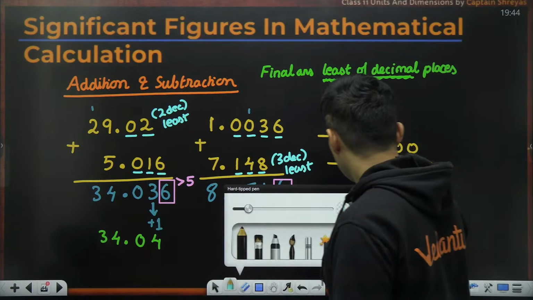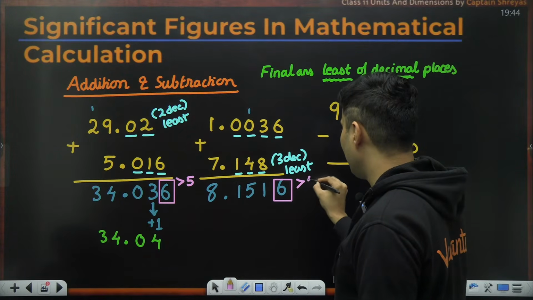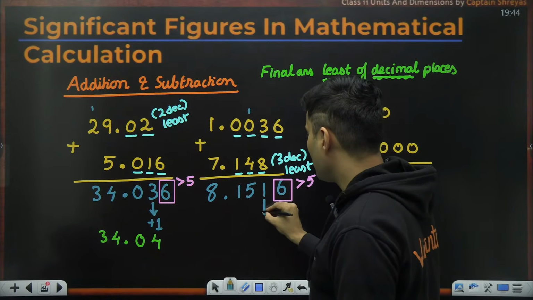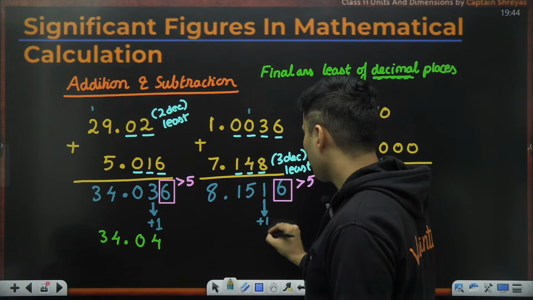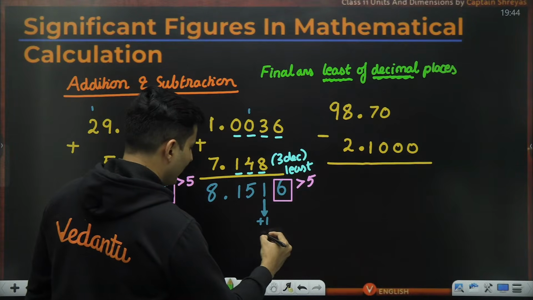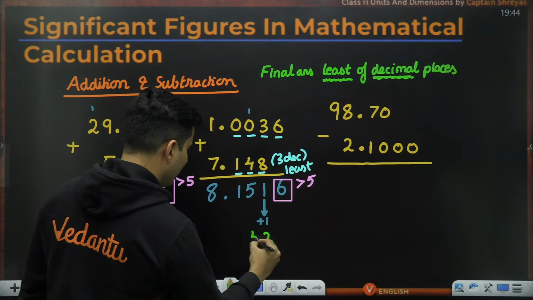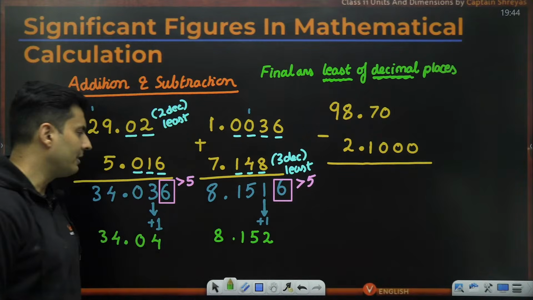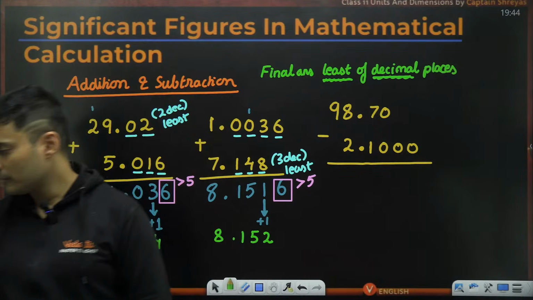No issues. So 6 is more than 5. So if it is more than 5, the previous digit, I should add 1 to it. And then it will be the right answer. So it will become 1 plus 1 is basically 2. This will be 5. This will be 1. This will be 8. 8.152. That is the right answer while adding.